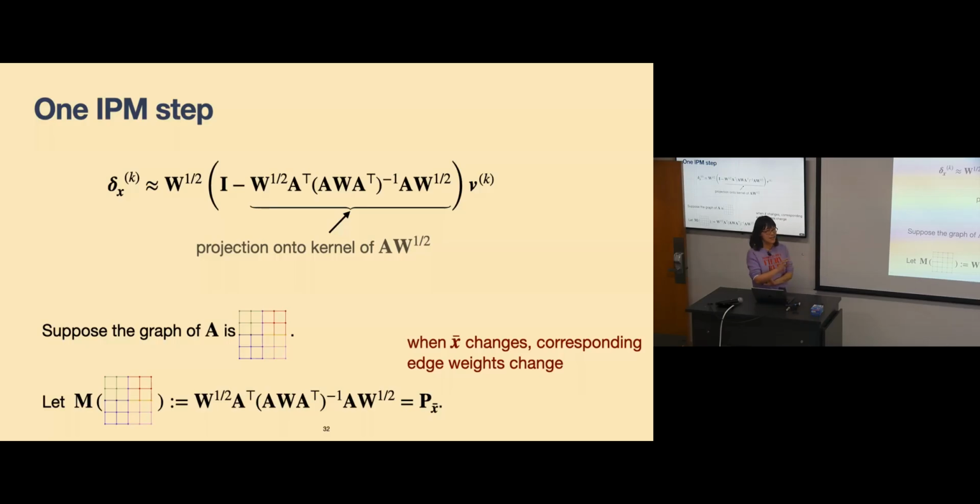So remember, X is supported on the edges, so X bar is supported on the edges, so correspondingly the weights are on the edges. And so let's call this big expression M, and it's a function of our graph. When X bar changes, the weights change every iteration. Exactly.